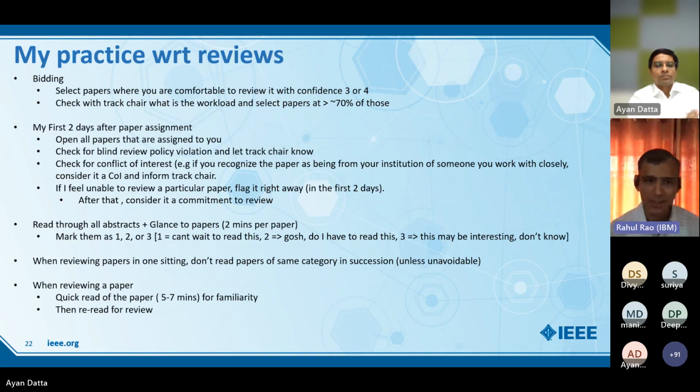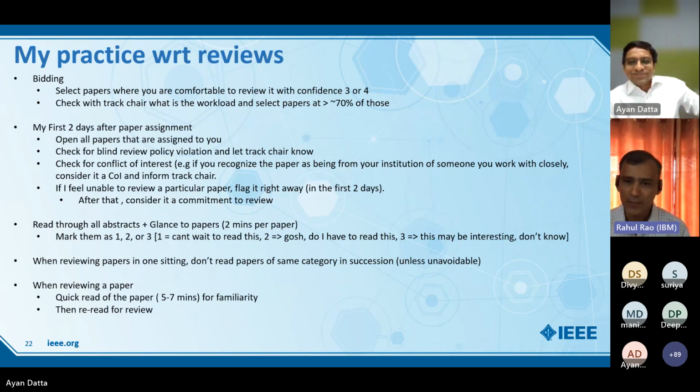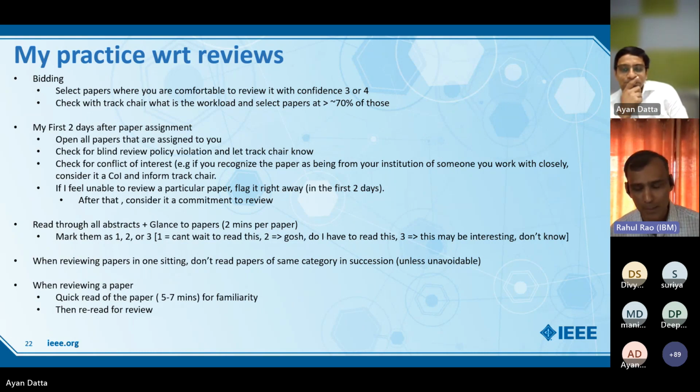I also read through all the abstracts and glance at them. This is to make, in my head, a categorization of what kind of paper this is. One, I can't wait to read the paper. Two, do I really need to read this paper? And three, this may be interesting, but I don't know. And the reason I make this categorization is that when I'm eventually sitting down and reviewing the papers, I try to avoid reading two papers of the same category in succession.